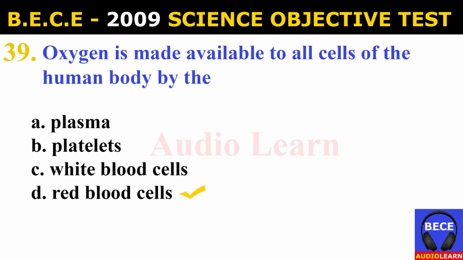Number 39. Oxygen is made available to all cells of the human body by the A. Plasma, B. Platelets, C. White blood cells, D. Red blood cells. And the answer is D. Red blood cells. Oxygen is made available to all cells of the human body by the red blood cells.